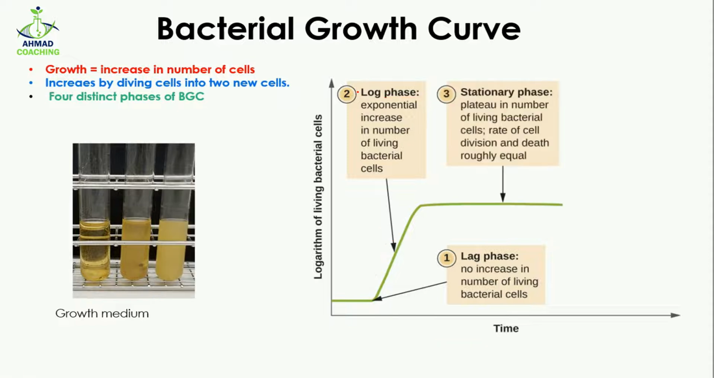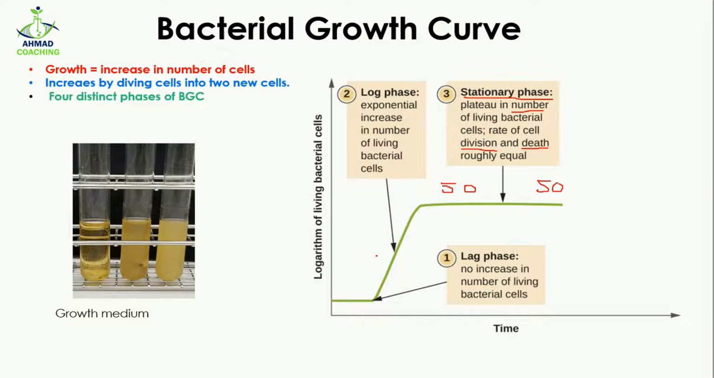After the log phase, we will have the stationary phase. The stationary phase is actually a plateau or a straight line. Why? Because it represents the number of living bacterial cells. Now at this stage, the rate of cell division and the rate of death is equal. For example, if 50 cells are dividing, 50 cells are dying. So in this case we have the straight line.